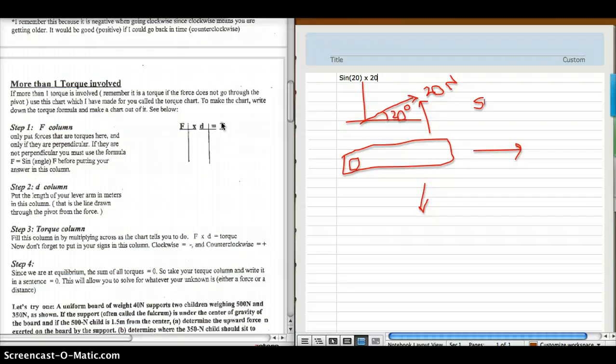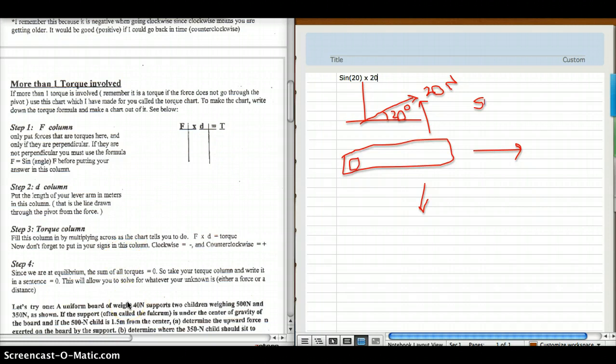Actually, let me just read this out to you. It'll make it a little easier to understand. So once we're at equilibrium, the sum of all the torques will equal 0. So you can take your torque column and write it in a sentence which equals 0. Basically you're going to take all your torques that are right here and set it equal to 0. That's basically what that means.